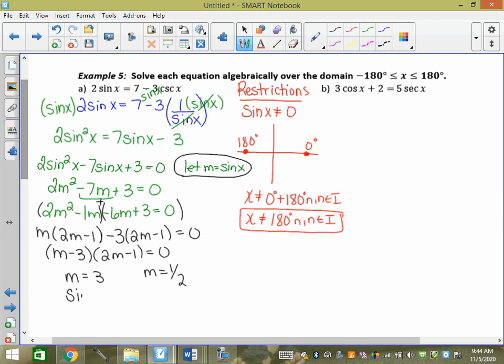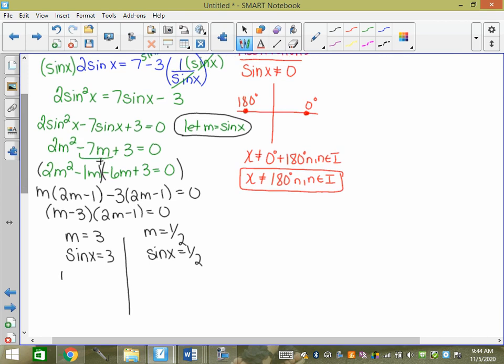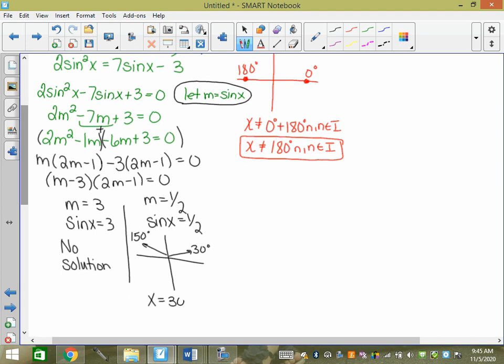So sin x = 3, and I jump for joy whenever I see stuff like this because it gives me no solutions. And then sin x = 1/2. Now these ones have to be between negative 180 and 180. This one gets me no solution. When it's a different domain, I still find it on my normal unit circle, right? And then I just find the coterminals. That's all I do if it doesn't fit. So this one happens to fit: 30 and 150. Will its coterminals fit between negative 180 and 180? No, they'll be too big or too small. So my answers are just x = 30 and 150.